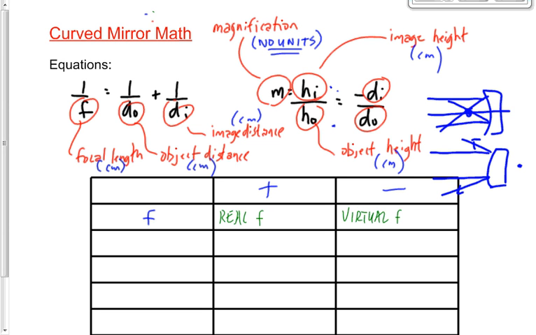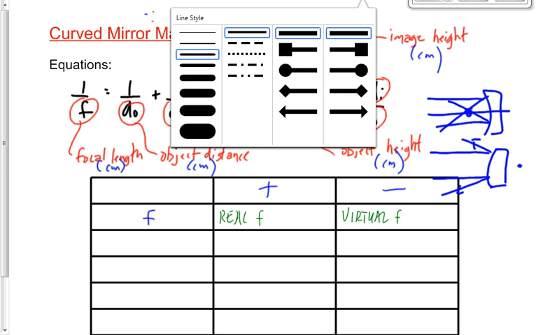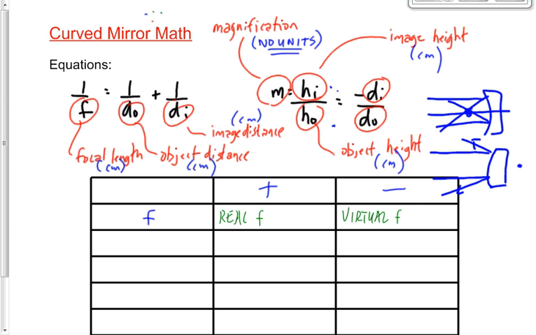Good. Concave is the converging mirror. It has the real focal point. Convex has the diverging mirror. It has the virtual focal point. So every time we see a concave mirror, it's going to be a positive F. Every time we see a diverging mirror or a convex mirror, it's going to be a negative F.